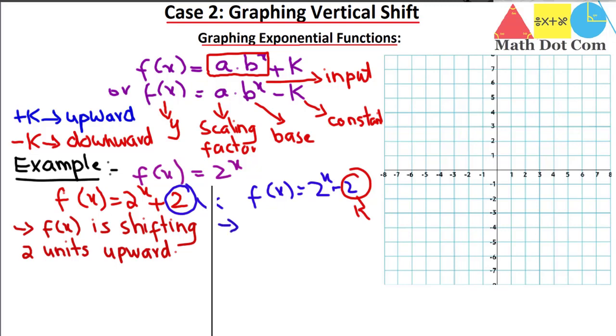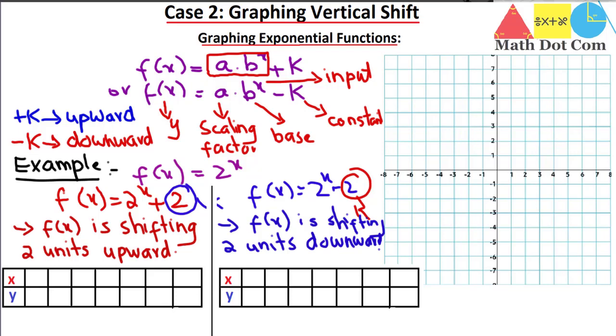And similarly, f of x, that is 2 raised to power x, is shifting 2 units because k is 2 units downward on the y-axis. So the original function will remain the same, just its position will be changed. So let's draw some points on the graph so that you can see how they differ graphically as well.